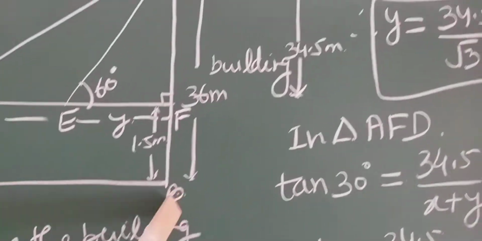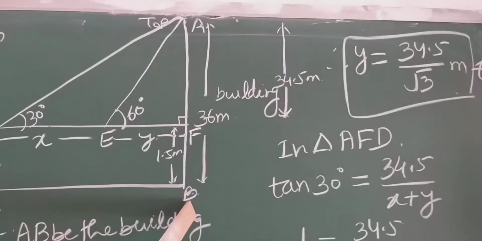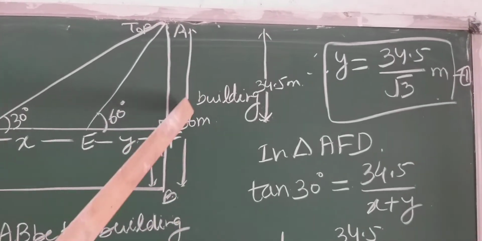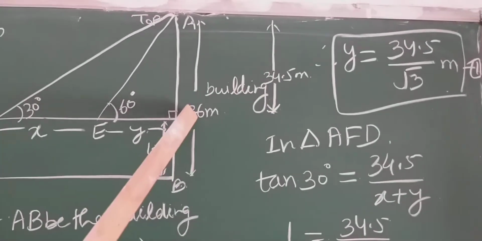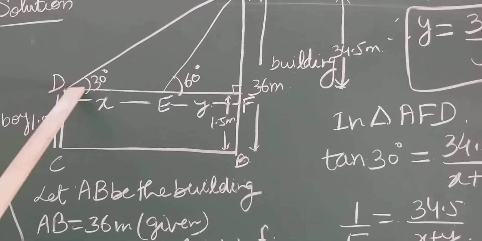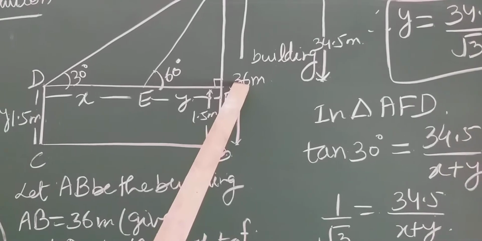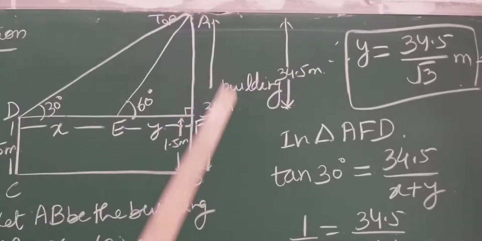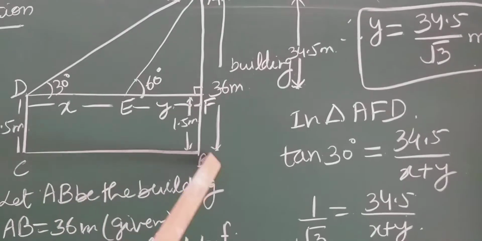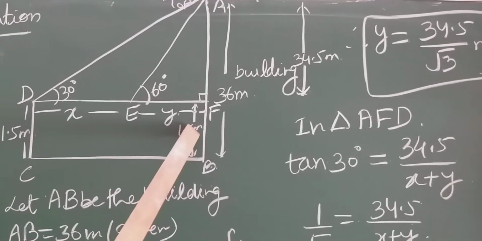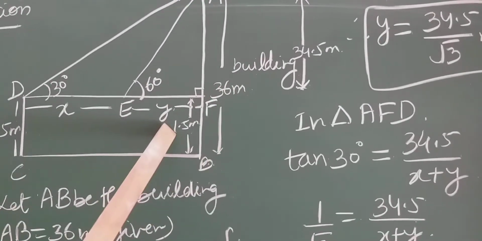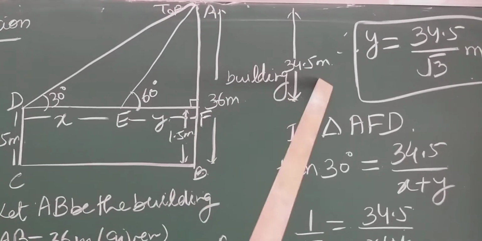So this is the building, BA is the building. Its height is 36 meter. I have written here building height 36 meter. Now students, we have drawn the perpendicular DF to AB. So it means DC equal to FB equal to 1.5 meter. Then AF equals 36 minus 1.5, 34.5 meter.